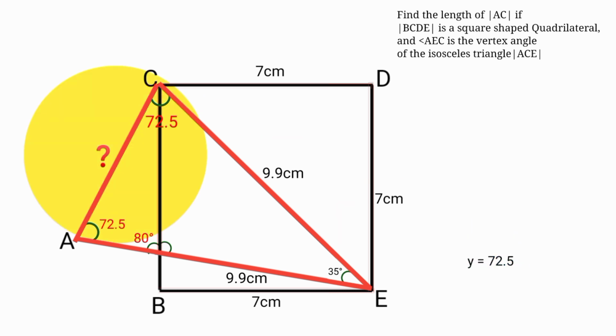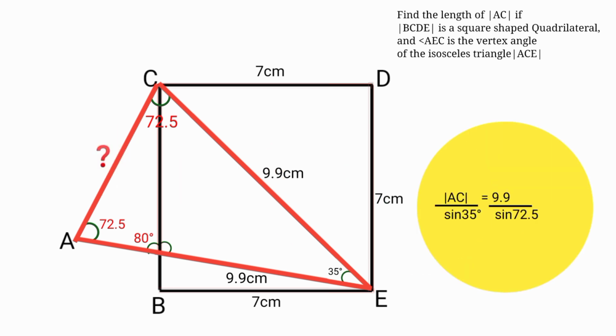Substituting here now, since we have the size of the angles of the triangle, we can use the sine rule to find the length of this line AC. Using sine rule now, line AC over sine 35 degrees equal to 9.9 over sine 72.5.